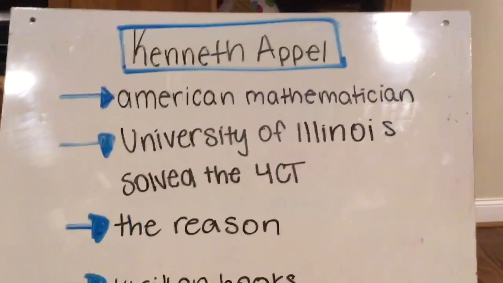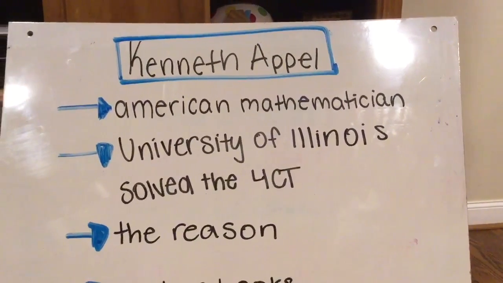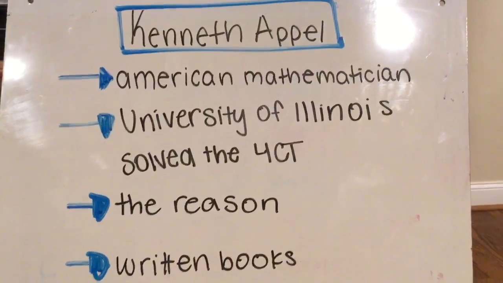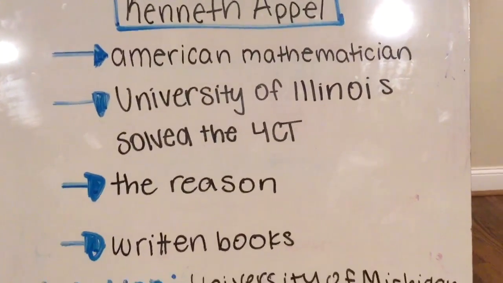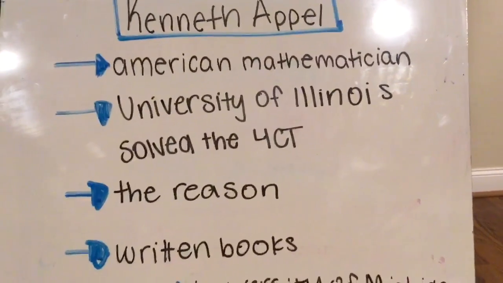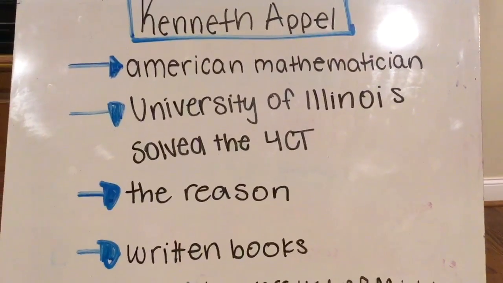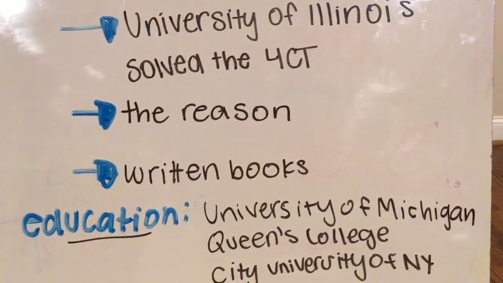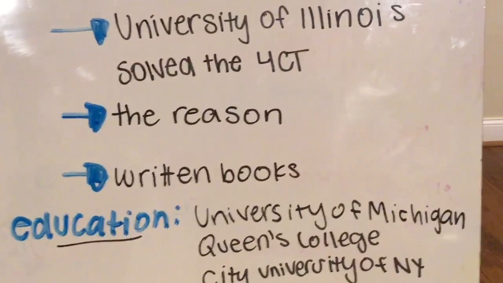Appel, one of the reasons the four-color theorem was solved, was an American mathematician. He studied at the University of Illinois, which is where the four-color theorem was solved. He is the reason the four-color theorem is solved today. He wrote many books regarding mathematical topics, and his education was from the University of Michigan, Queens College, and City University of New York.